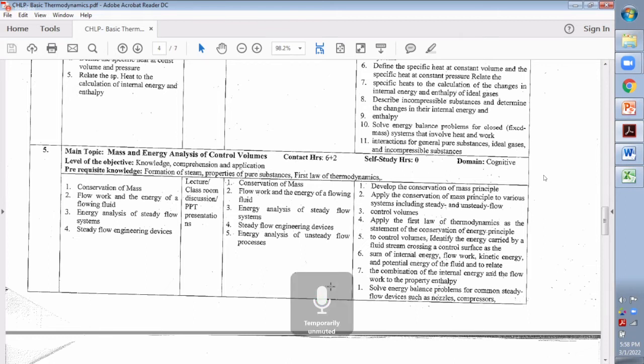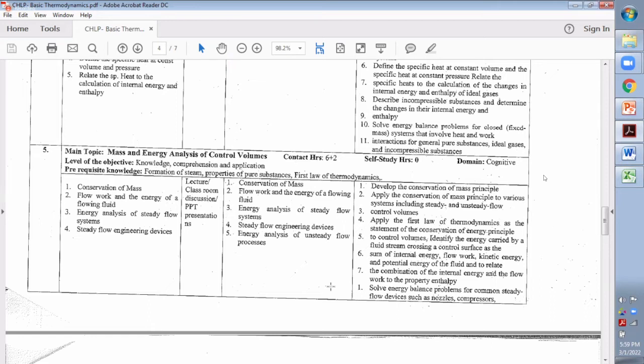Yes, sir. Then topic number 5 is associated with the mass and energy analysis of control volume. This is basically related to conservation of mass and the application of the first law of thermodynamics to the flow system. The systems are classified into 2 categories, flow and non-flow. Non-flow system means the piston and cylinder arrangement where we don't have any inlet and outlet.